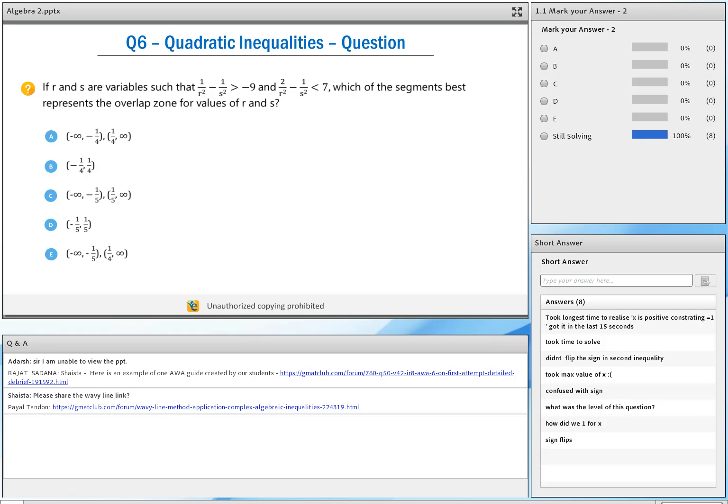Okay, so can you all please click on still solving? Think about this question to be the culmination of all that you've read so far. All right, go ahead and solve this question.